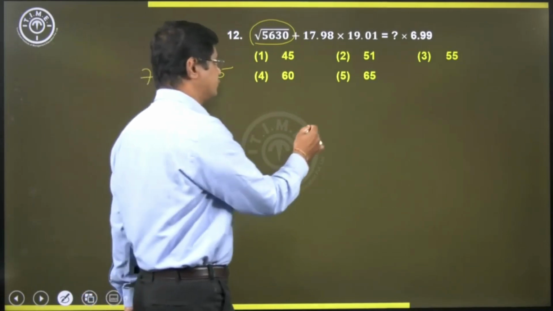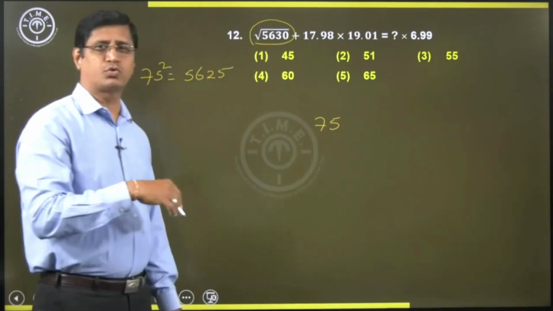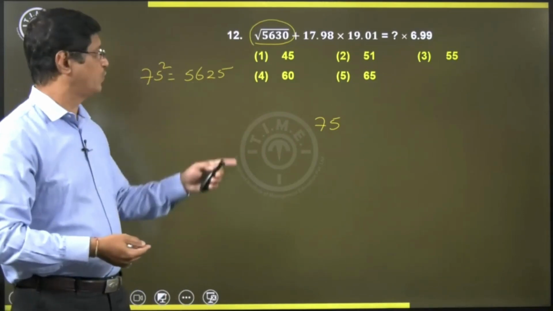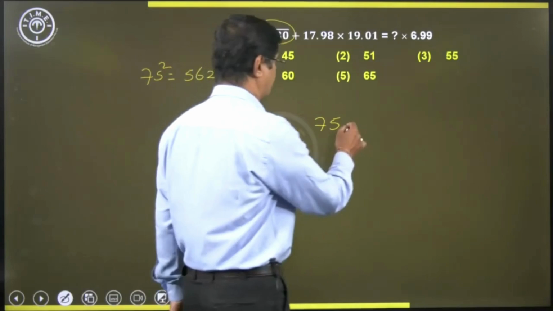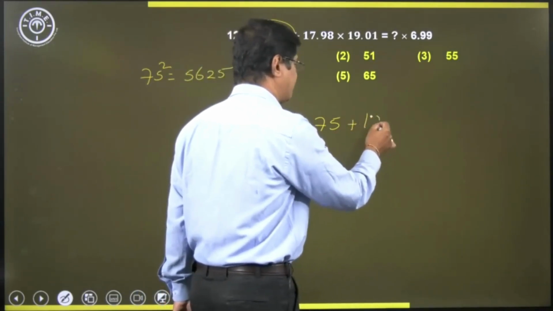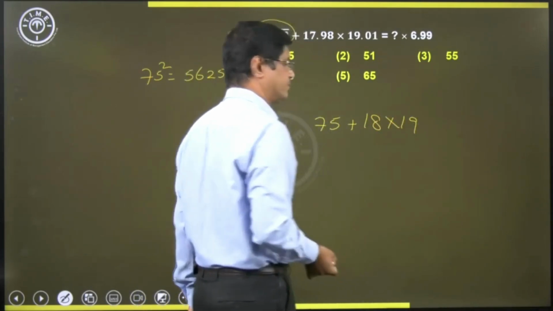So 75 square is equal to 5625. So under root 5630, which is close to 5625. So the value of it is approximately 75. Next, 17.98, approximately 18, into 19.